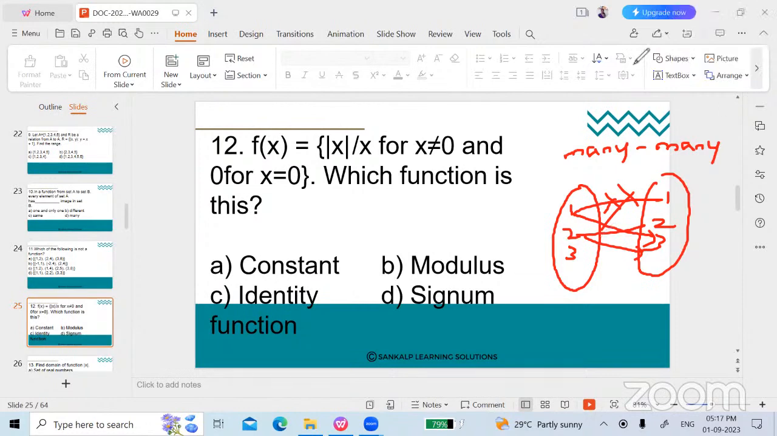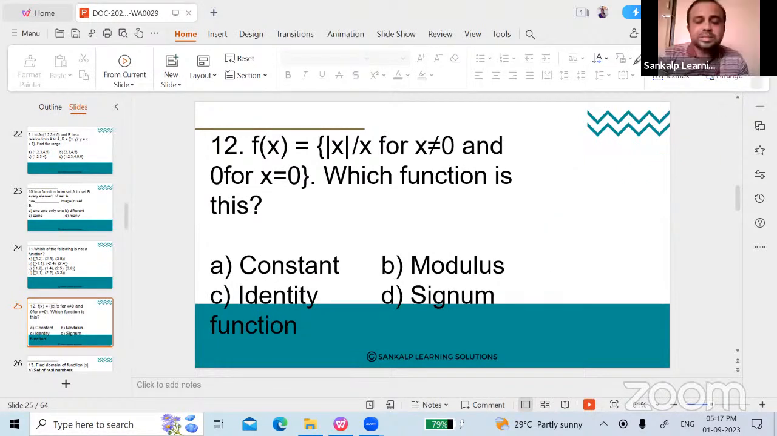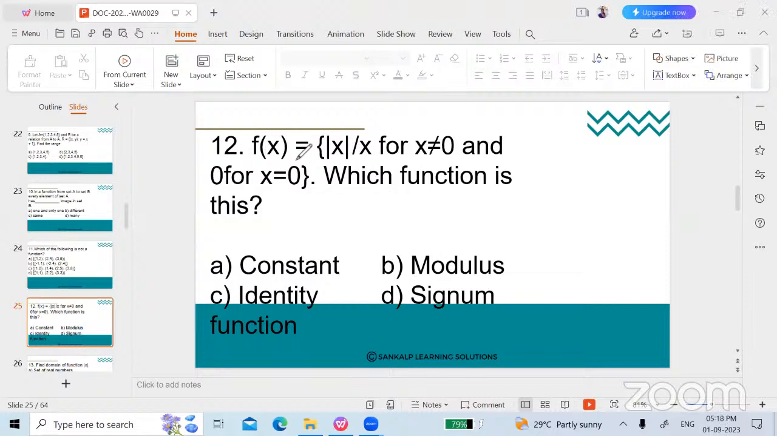Yes, sir. So based on this, we are going to solve some examples. I hope the example is present on your screen. Can you see this example? Yes, sir.